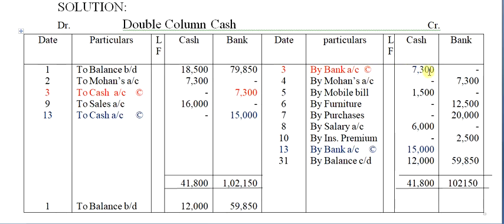What happens? Cash balance decreases. At the same time, bank balance increases. How much? 7,300. Point number 3, to cash account, that is a contra entry. Here the cash balance reduces by 7,300, for the reason that we are depositing into the bank account. Again, the bank balance increases by 7,300 in the form of cash.